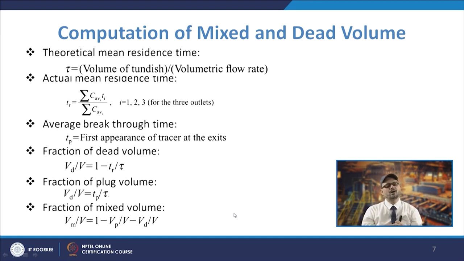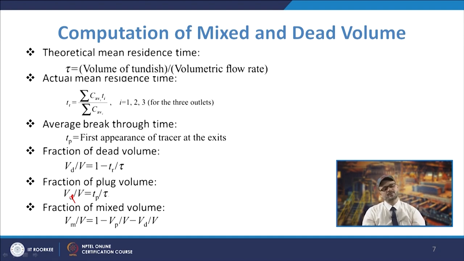So you can get these different fractions. Once you get the TP, where the first appearance of tracer is recorded, from there you can get the plug volume. So this is VP, not VD. Basically this will be VP.